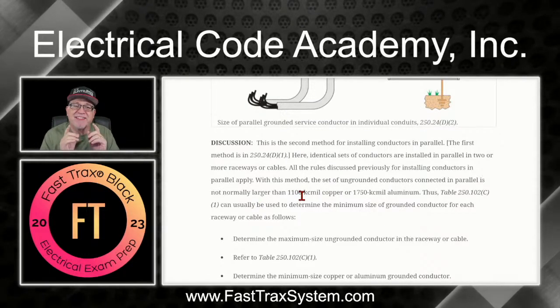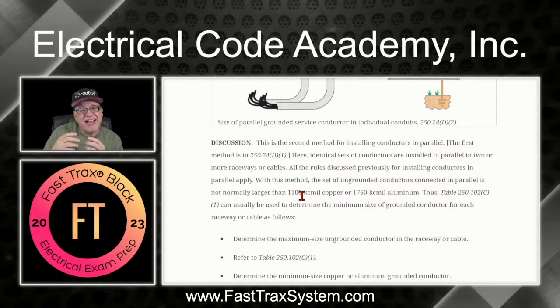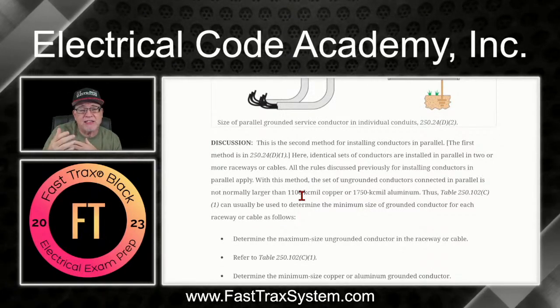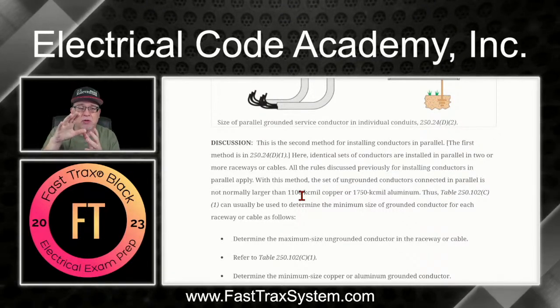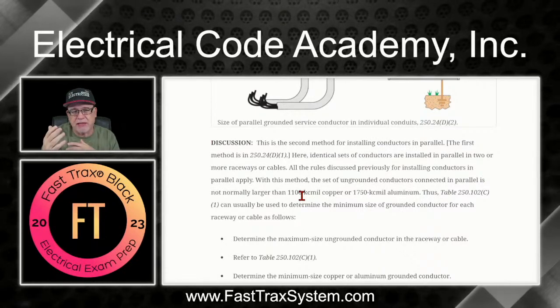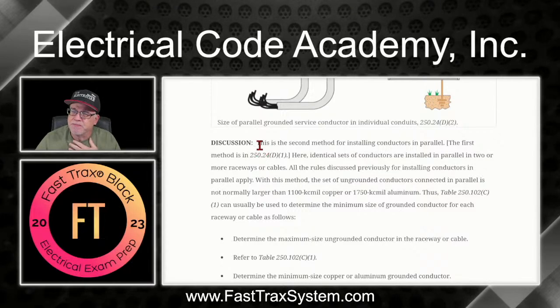The only difference here is you've got separate raceways, so you have to have a neutral or grounded conductor in each raceway. Rather than just having one in a single raceway, here you'd have to meet the paralleling rules, and it's got to be in each raceway. Make sense? So let's look at this discussion.